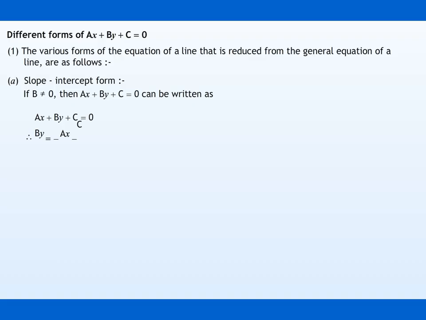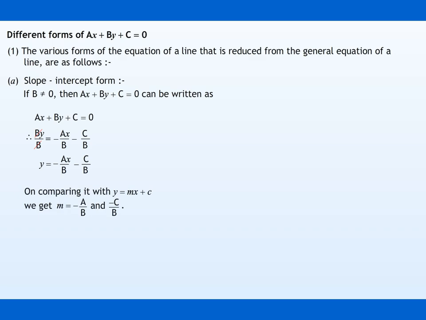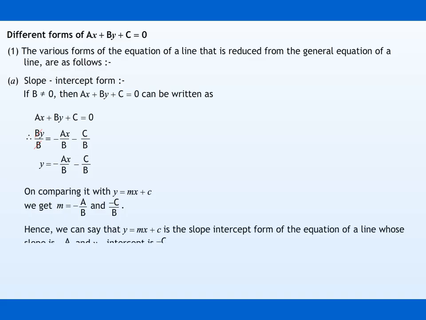Therefore, by upon b is equal to minus ax upon b minus c by b, dividing by b on both the sides. Therefore, y is equal to minus ax upon b minus c by b. On comparing it with y is equal to mx plus c, we get m is equal to minus a upon b and c is minus c upon b. Hence, we can say that y is equal to mx plus c is the slope-intercept form of the equation of a line whose slope is minus a upon b and y-intercept is minus c by b.